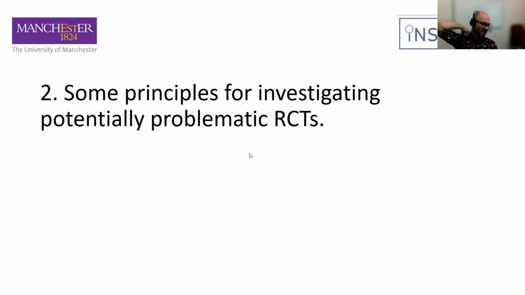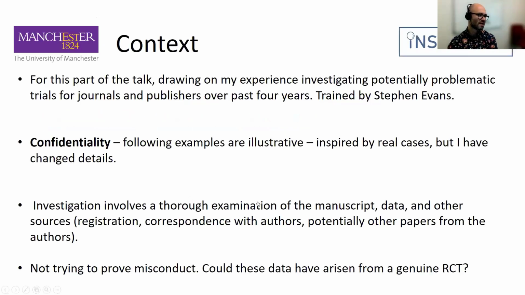So, slight change of track. For the second part of the talk, I'm going to describe some of the principles we use for investigating potentially problematic RCTs.